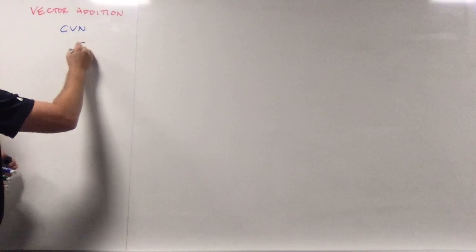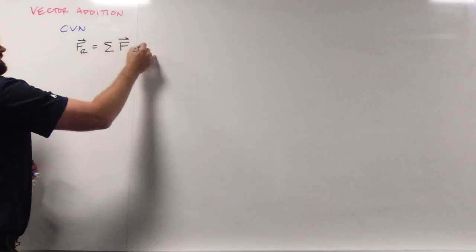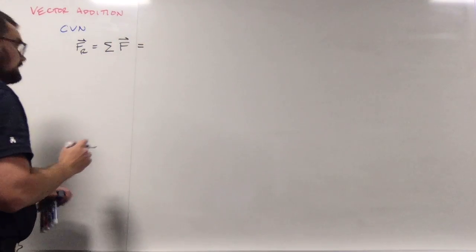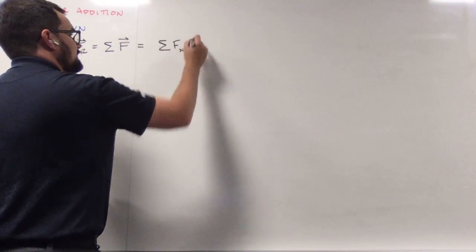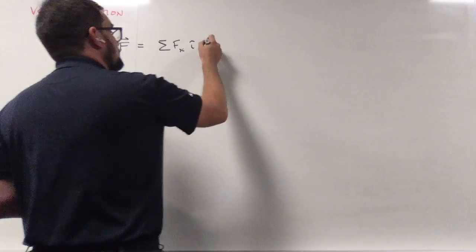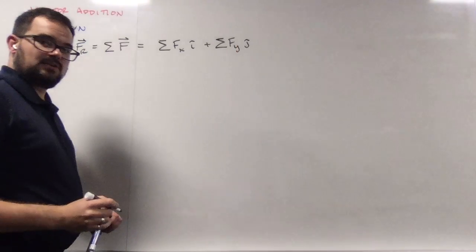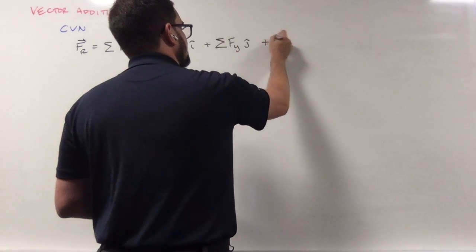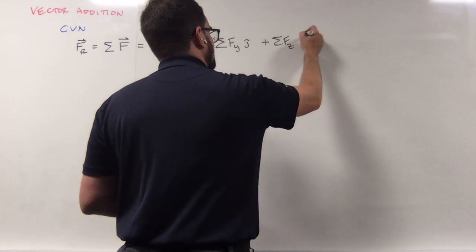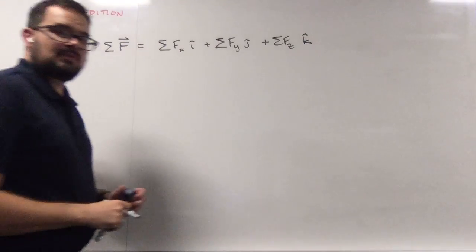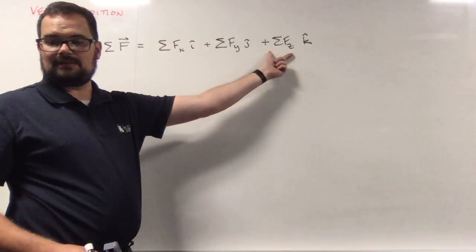And in this case, we're going to say that the resultant force is going to be equal to the sum of some set of forces that would start with the sum of the forces in the x direction times the i unit vector plus the sum of the forces in the y direction times the j unit vector plus the sum of the forces in the z direction times the k unit vector. Now remember, this is not one equation, even though it looks like one line. It's actually got 3 different components.